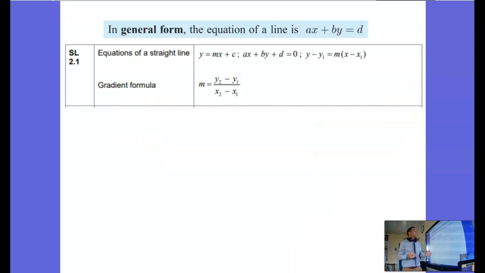Moving on then. So we've said the general form is ax plus by equals d. And I also mentioned when you look in the formula booklet, if you're studying IB, then that is very, very similar to this. It's basically taken the d over to the other side and made it equal to 0. But that's another version of the general form.